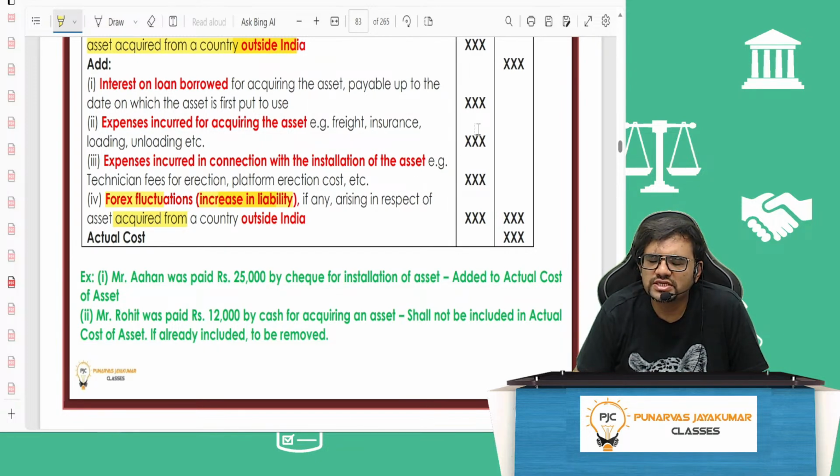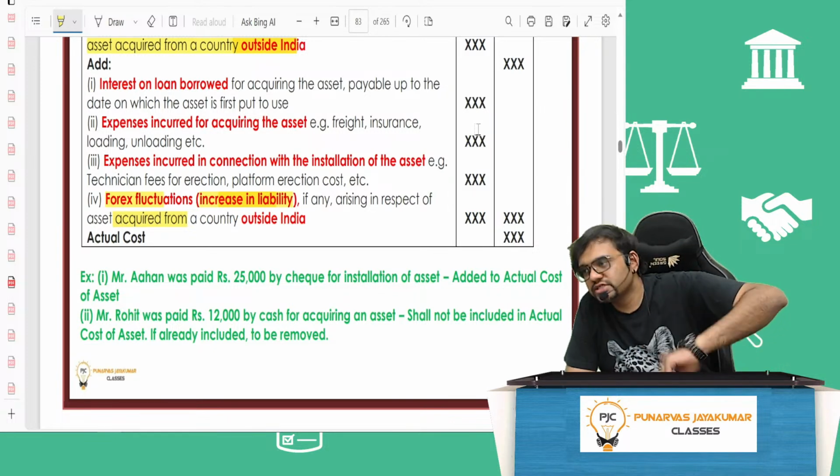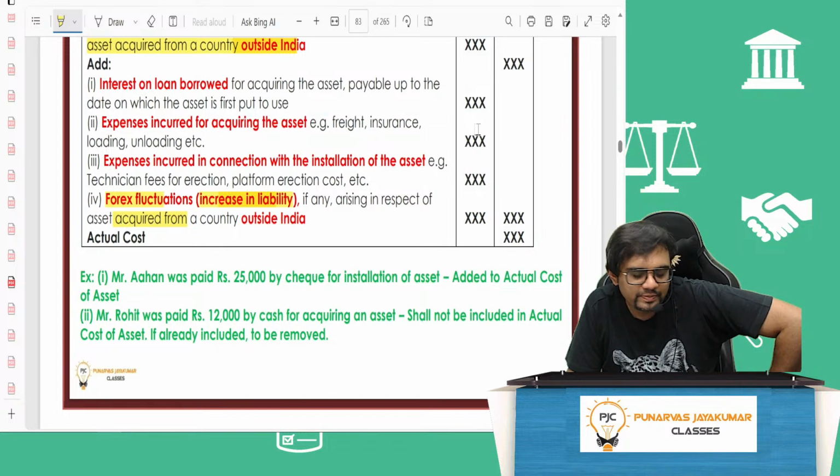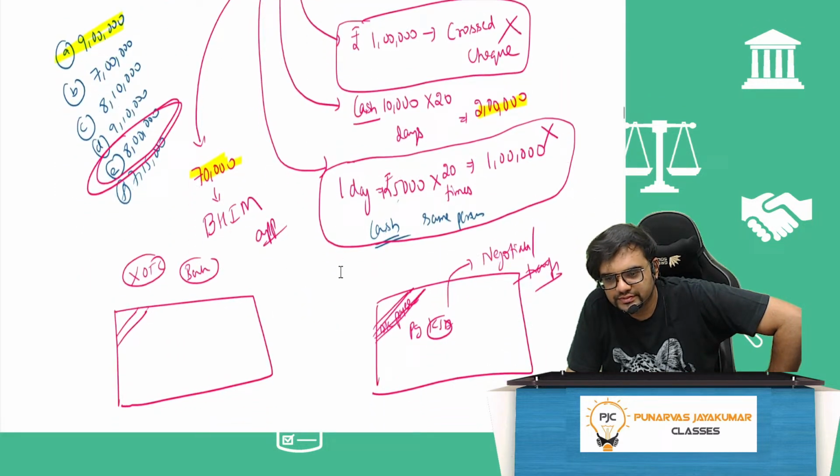Then anything in connection with the installation of the asset. Obviously I have to call the technician, I have to pay him the technician cost, I have to pay for the platform, erection cost, all these things. Yes, I'll have to add. No doubt about it.